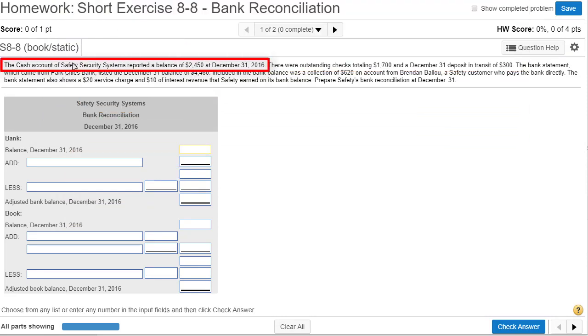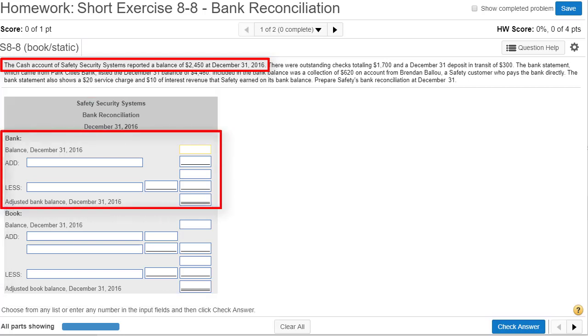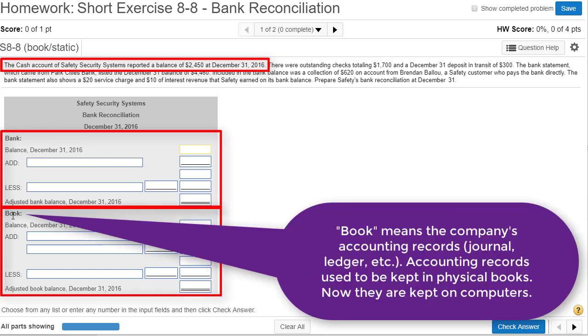The cash account of Safety Security Systems reported a balance of $2,450 at the end of December. Now notice this bank reconciliation, we have two sides. We have the bank side and we have the book side. Book means the accounting records of the company. Remember, accounting records used to actually be in books. Now they're electronic.